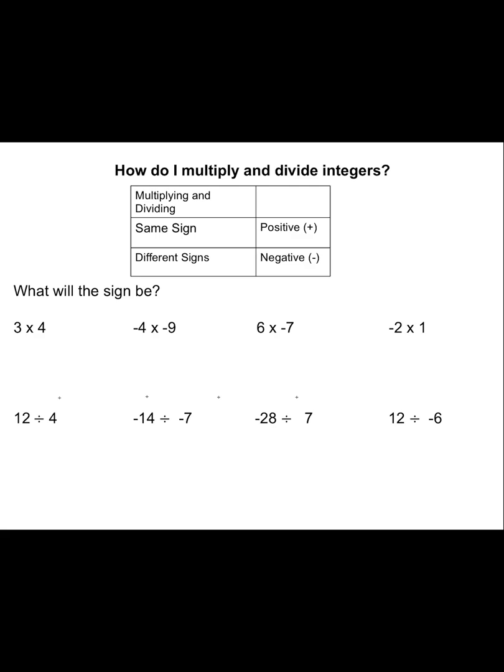All right, today we're going to talk about how to multiply and divide integers. So, if we look at the chart, it says if you're multiplying same signs or dividing same signs, your answer is going to be positive. So, what that means is if I have a positive times a positive, my answer is going to be a positive. Negative times a negative, my answer is going to be positive. Positive divided by a positive, my answer is going to be positive. Negative divided by a negative, my answer is going to be positive. Okay, so that is your same sign.